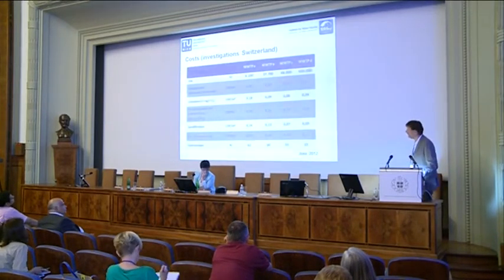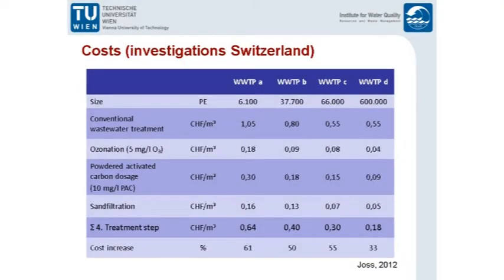Yeah, what does it cost? This is a study from Adriano Joss from Switzerland. They did very detailed investigations. What you see is that the conventional treatment is very much dependent on the size of the treatment plant, so that's known. The larger the treatment plants, the lower the specific costs of the treatment, and the same applies for the 4th treatment step. So basically the numbers are now reproduced by a lot of different investigations.